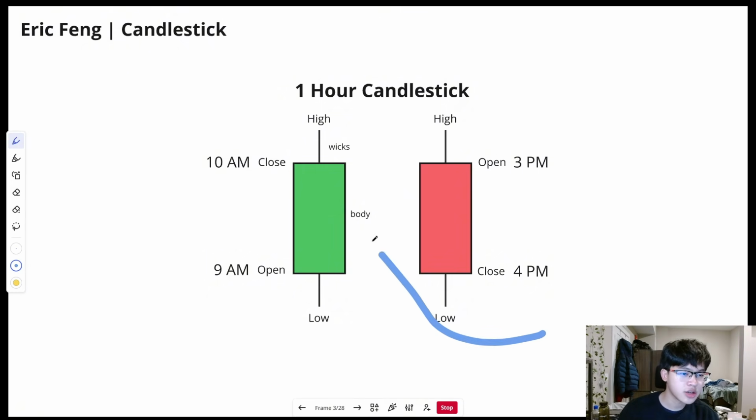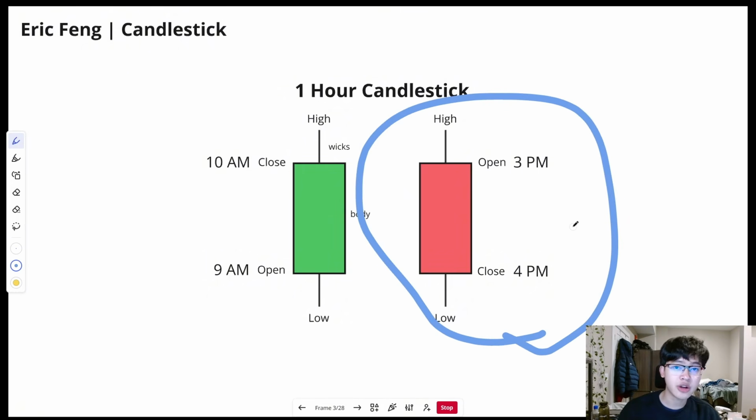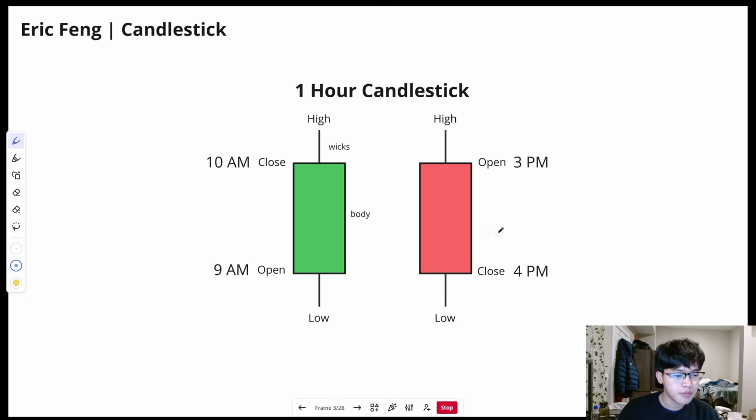If we look at our second example here, our bearish candlestick, our red one, this is telling us that we went down during the 1 hour. So we can see here we open at 3 p.m. at this price level, and then we come down and close at 4 p.m. at this price level. And again, same thing, at some point during that 1 hour, we went to this high and low, which is why our candle looks like that.